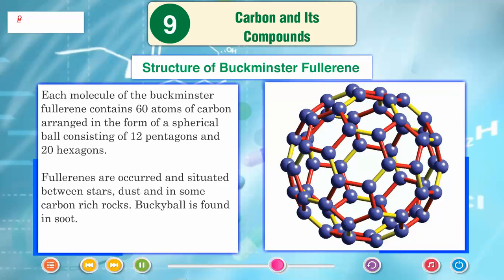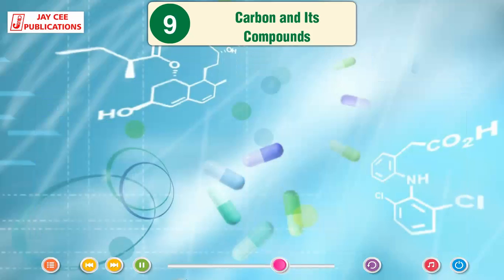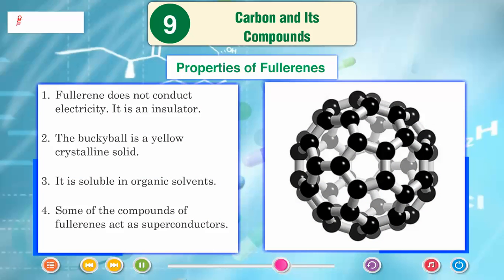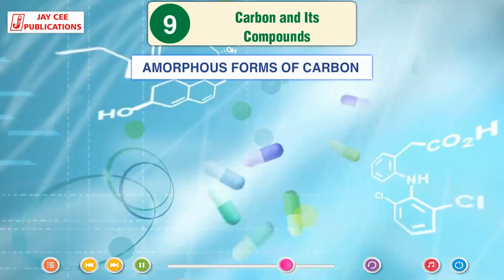Fullerenes occur between stars, in dust, and in some carbon-rich rocks. Buckyball is found in soot. Properties of fullerenes: Fullerene does not conduct electricity. It is an insulator. The buckyball is a yellow crystalline solid. It is soluble in organic solvents. Some of the compounds of fullerenes act as superconductors.